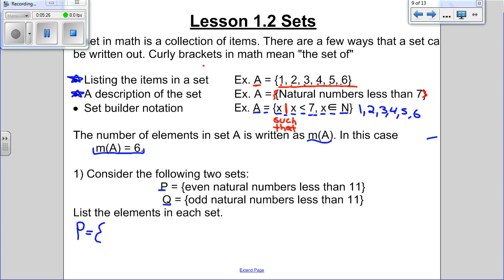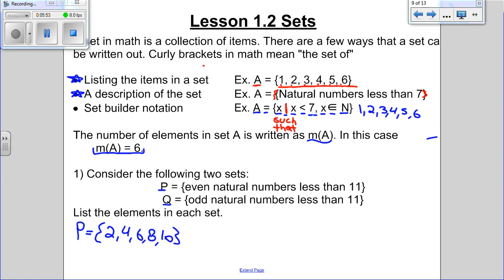2, 4, 6, 8, and 10. Those would be the items or the members of set P. They have to be curly brackets. Yeah, you'll always see curly brackets. That means it is a set of.